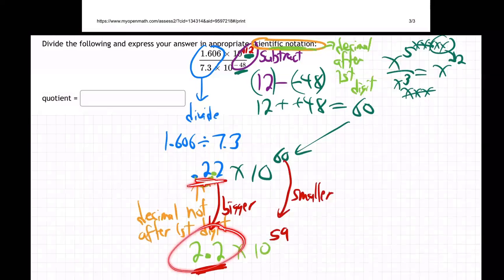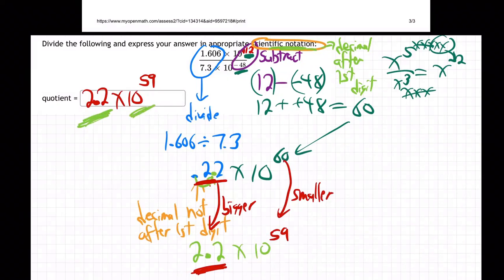So it was 0.22 right here, and I have to move the decimal so that it's after the first digit. And that makes it bigger. And if you make this part bigger, you've got to make the other part smaller so that overall you've not changed the number at all. So I move the decimal one place here, making it one place bigger, then I've got to make this power one place smaller so that overall I haven't changed the number at all. So the answer is 2.2 times 10 to the 59. That's now in scientific notation because the decimal is after the first digit, like it's supposed to be, times 10 to some power. Does that make sense?